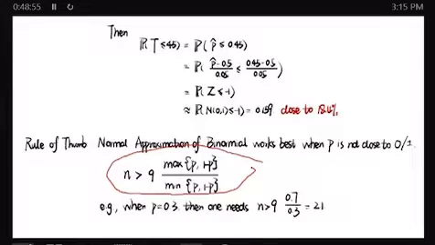If p is 0.3, 1 minus p is 0.7. If you take a look at this formula, the maximum between 0.3 and 0.7 is 0.7. The minimum is 0.3. By the time you compute this, it means the sample size has to be greater than 21 for p equal to 0.3. So if you really want to know, you need to know your p. If you know your p, then you will know the minimum sample size needed. Does that make sense?